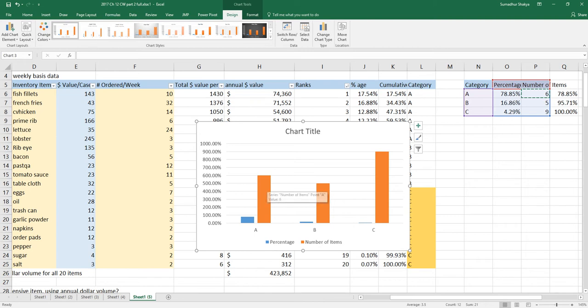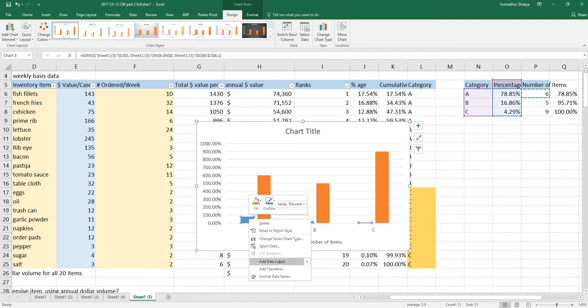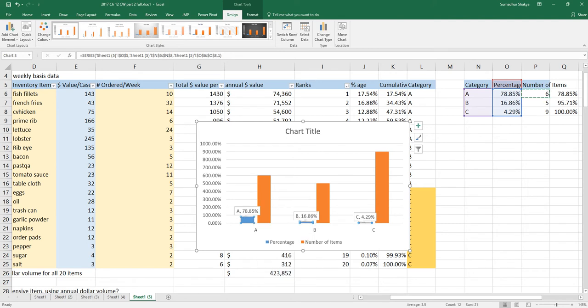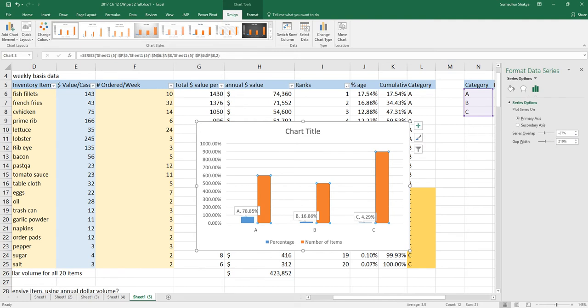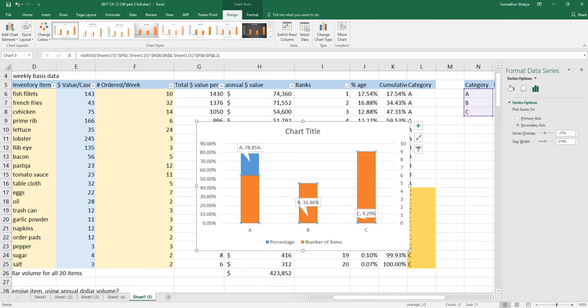wherein this is the percentage in the blue. So first thing, I'm going to say add data labels, add callouts, and then this one I'm going to say format data series and show them on secondary axis. Okay.